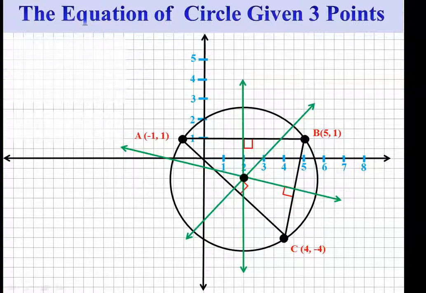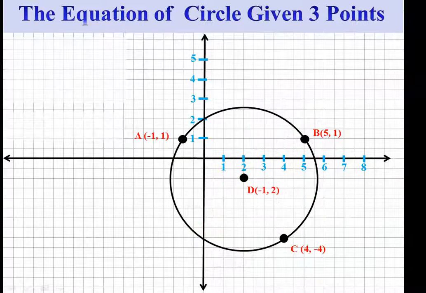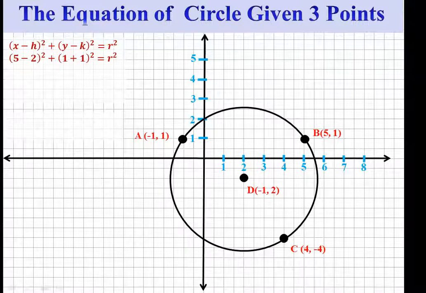Okay, so once you've done that, you'll know where the center is. And once you know that center, now you've got all the information you need to write the equation. So first we got to figure out what r squared is, and the point I'm going to use in this example is point B and D to figure out what r squared is. So I'll plug all that information in, simplify it. Then I go ahead and square the 3 and 2, add the 9 and 4 together, and I get 13 equals r squared.